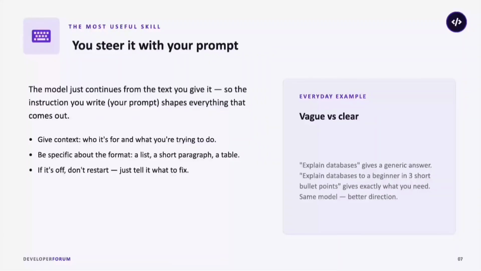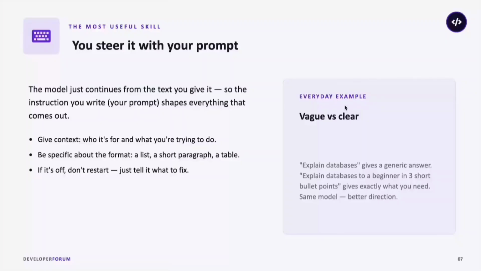Now, here's the part that's most useful in our daily life. Since the model just continues from whatever text it's given, the text you give it matters enormously. That input is called your prompt. A vague prompt can give you a vague, generic answer, but a clear, specific prompt gives you a far better one. This is the whole skill people mean when they say prompt engineering, and it's less mysterious than it sounds.